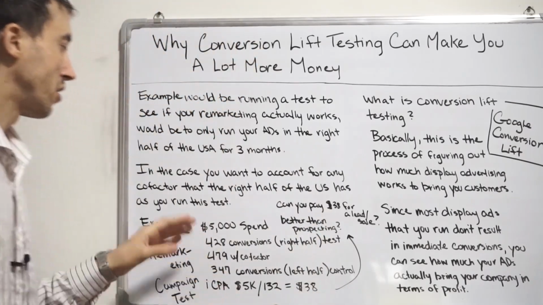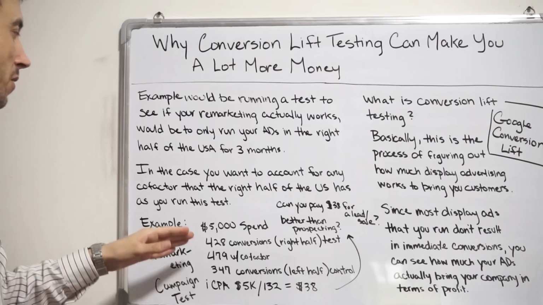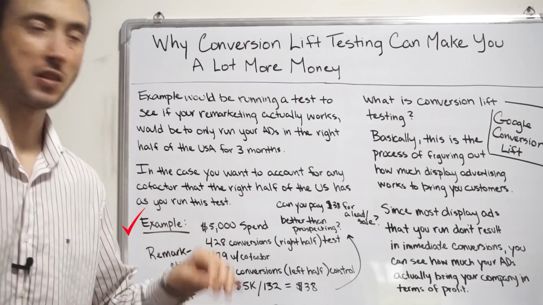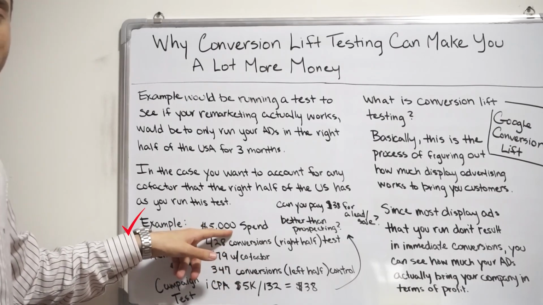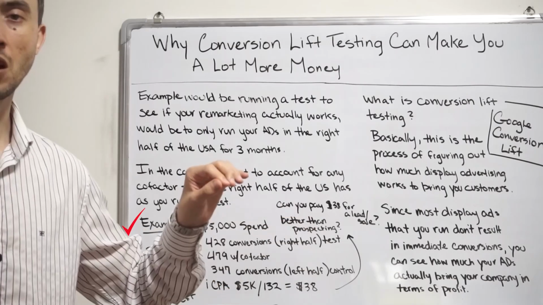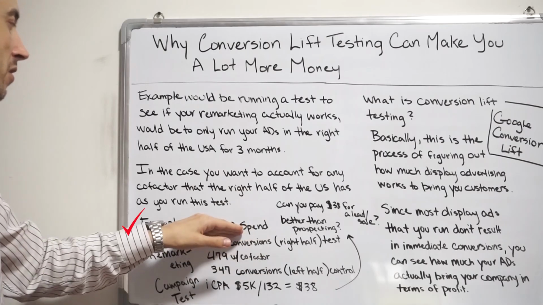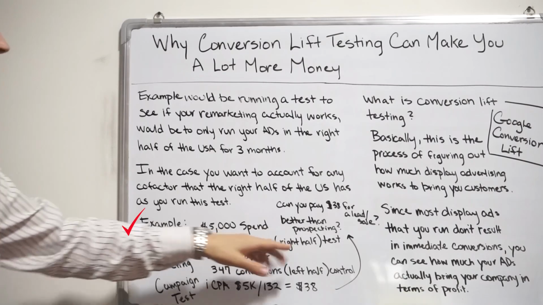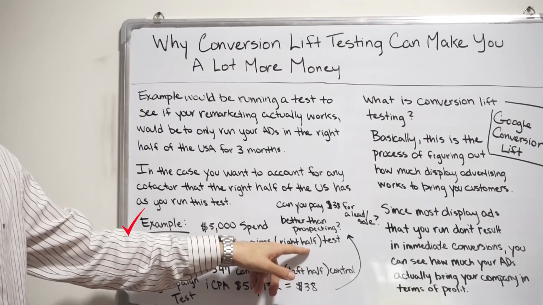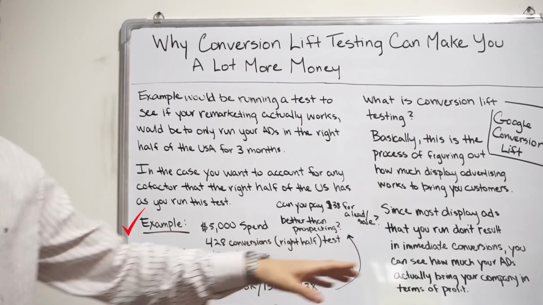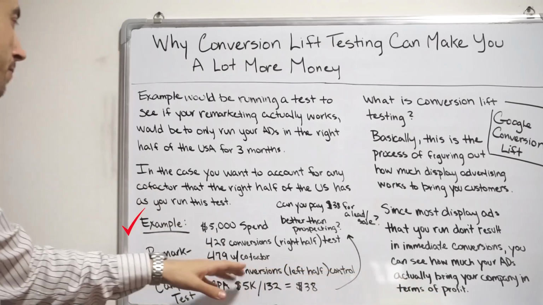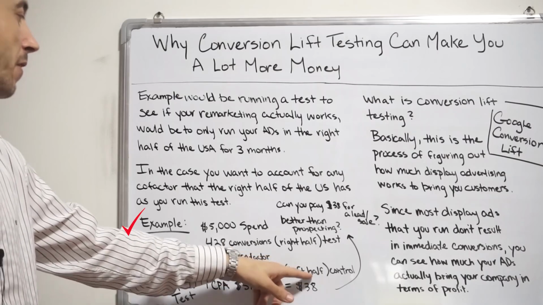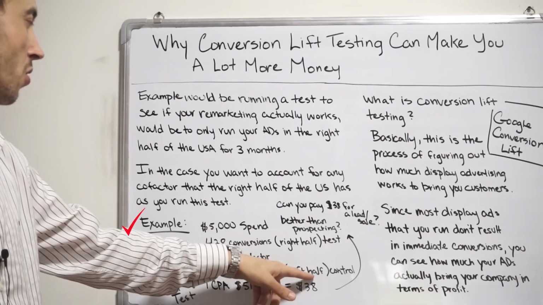So anyway, to give you a scenario how this works, and this is actually pulled from an actual experiment where we did this with the client, where we spent $5,000 of advertising spend on remarketing here, okay? Then we just advertised to the right half of the country, or as close to half as we could basically get, okay? And then we did not do remarketing to the other half of the country. The left half was our control.